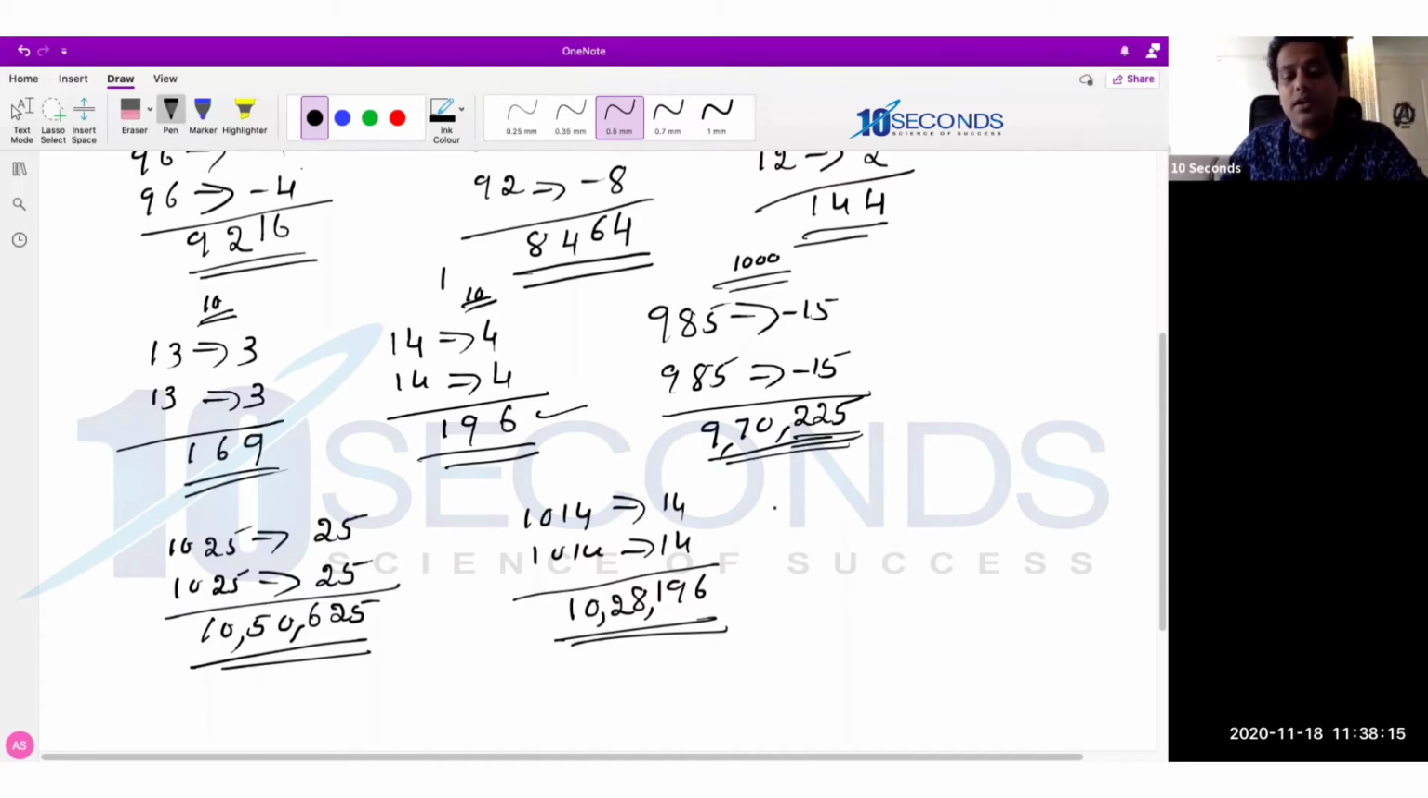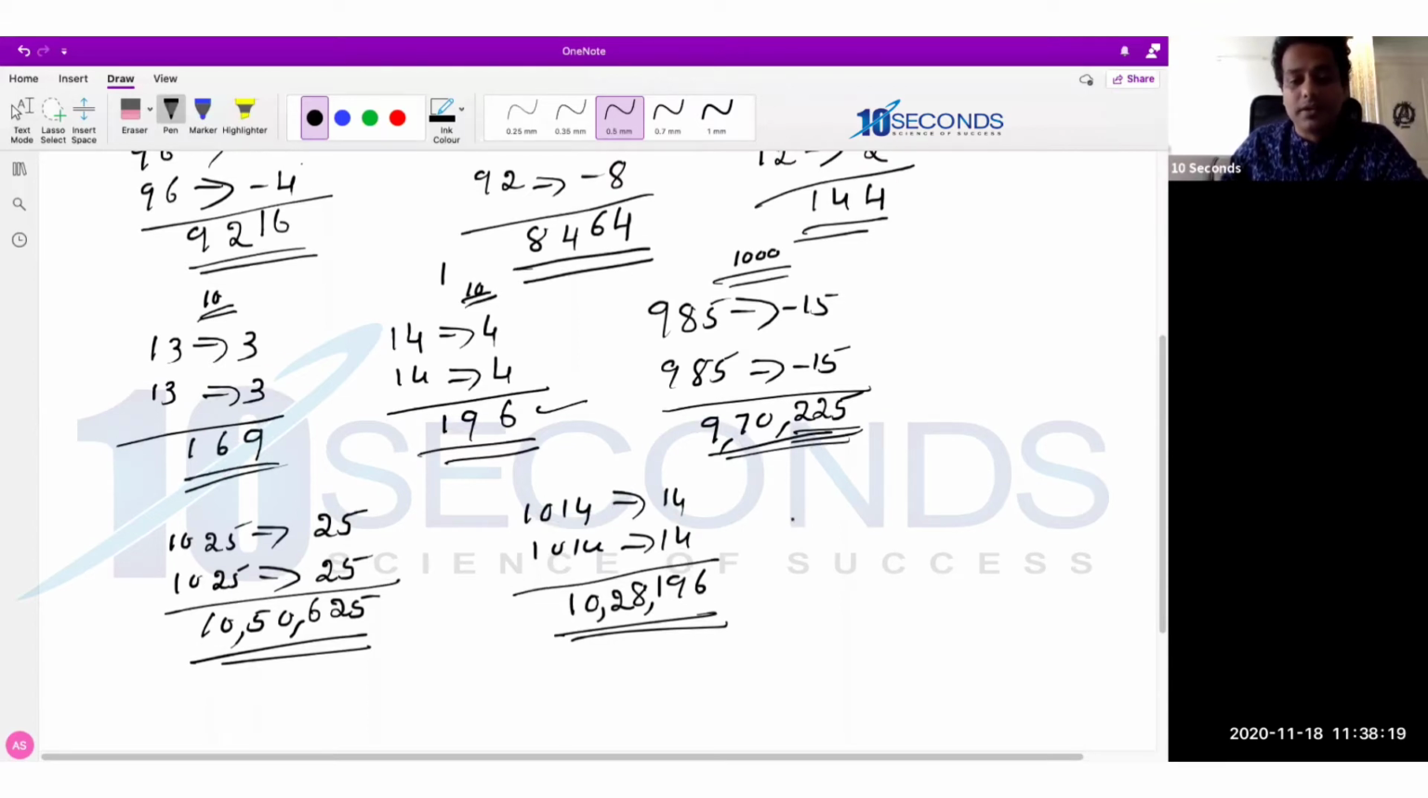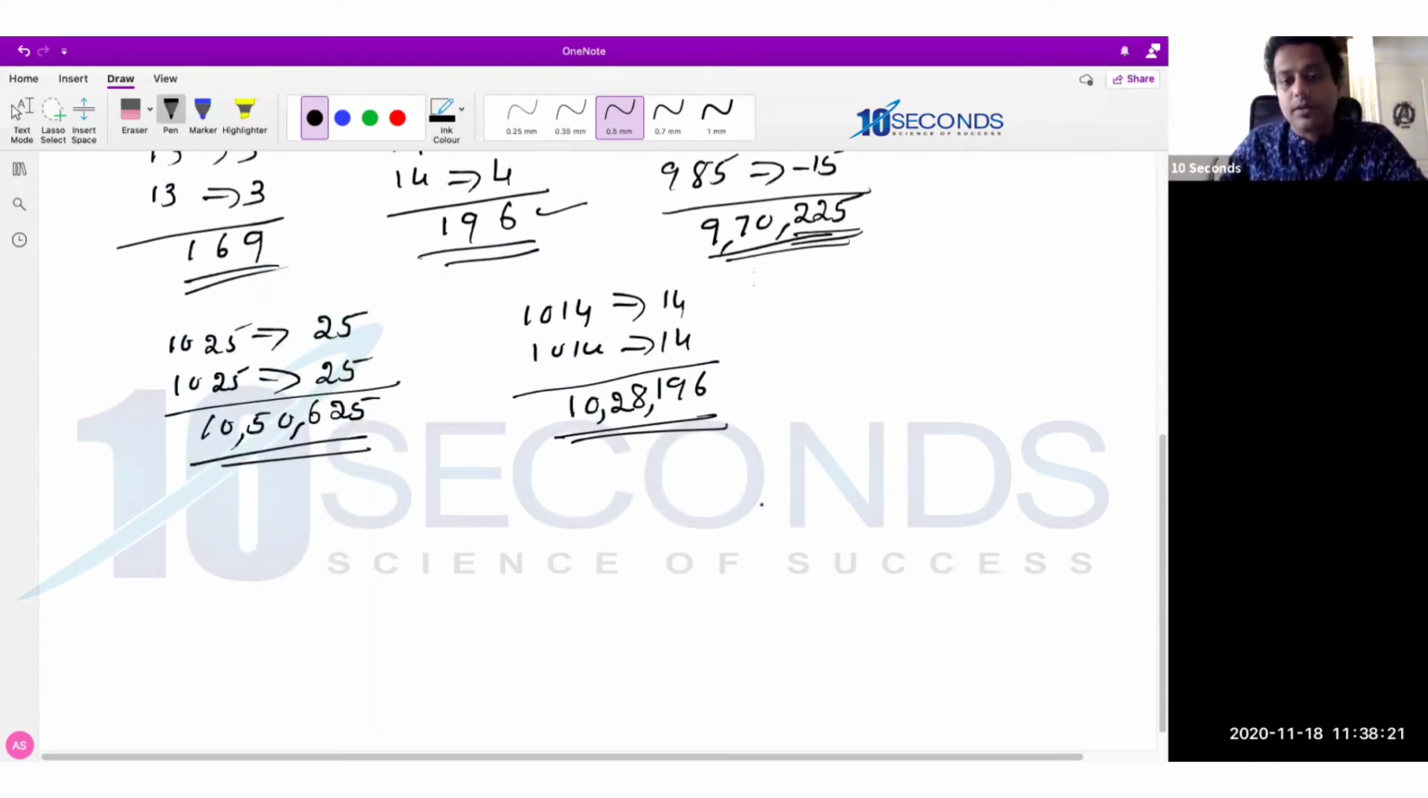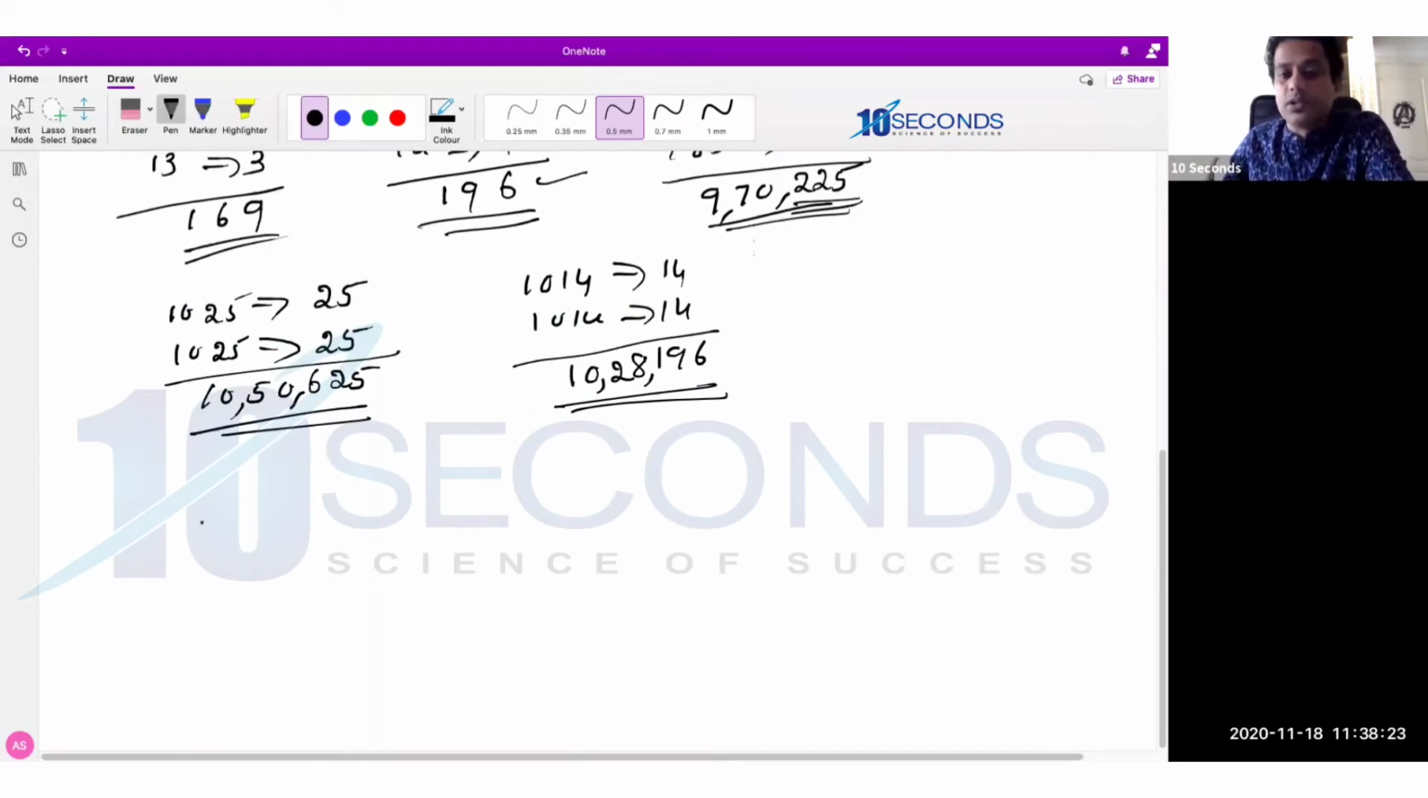What if it is not nearest to 100, 10 or 1000? Still you can do it, a little differently comparatively. Let's take those numbers where it is not nearest to place values. Let me start with 20. 22 into 22. Can I take 20 as the place value?